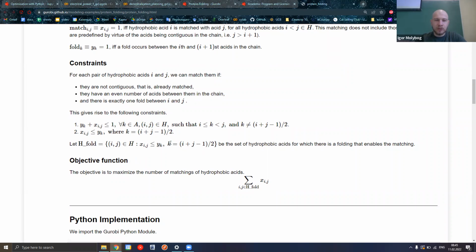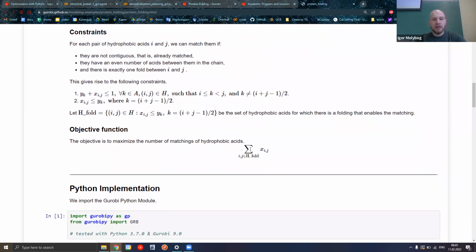Okay, and so essentially our objective function is the total number of matchings. So this is essentially the sum over the entire chain of x_ij, the matchings.